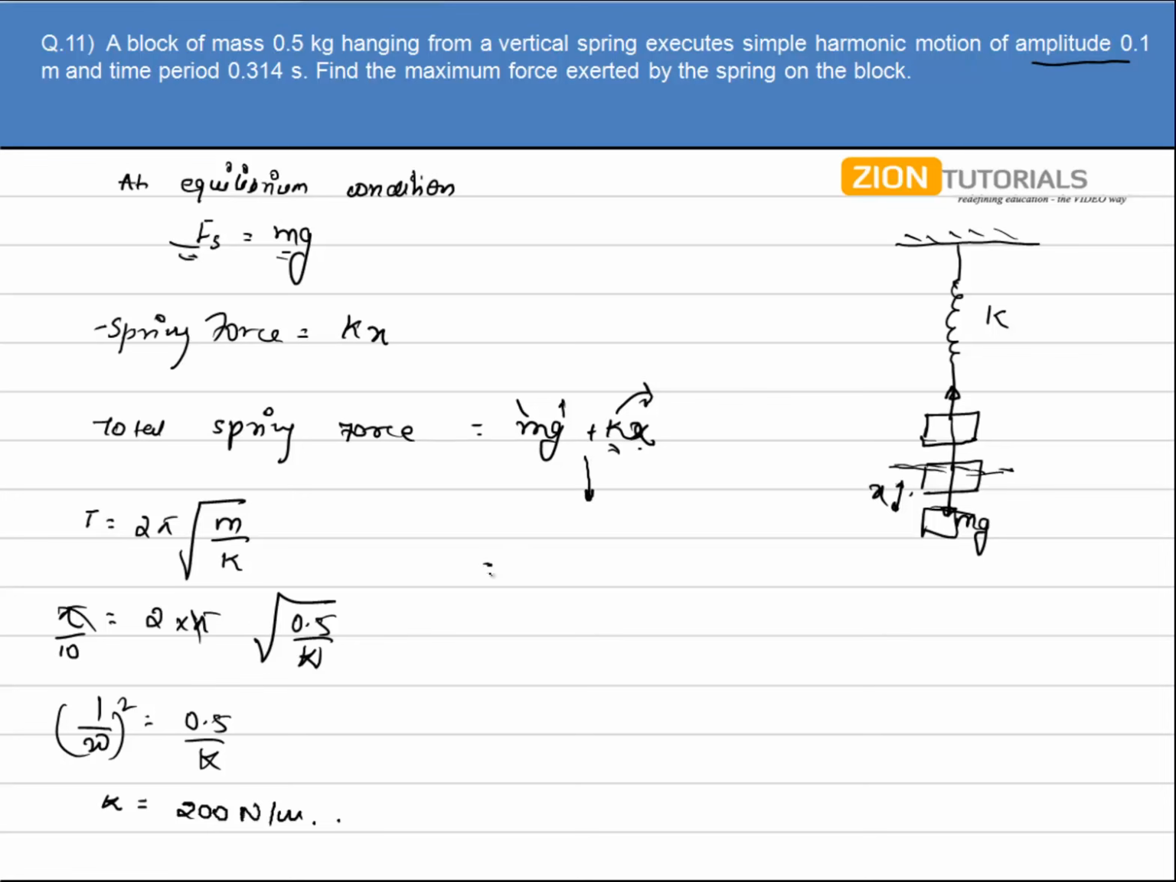Right, so I do have a value of k now, so just substitute this value in this equation. The total spring force comes out to be 0.5 into 10 plus 200 into 0.1. So this is 5, this is 20, so it comes out to be 25 Newton. That is the answer.